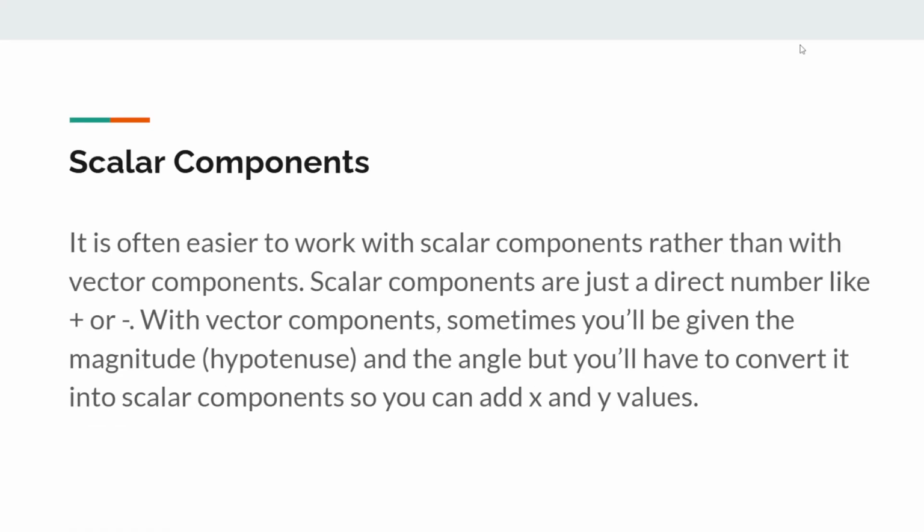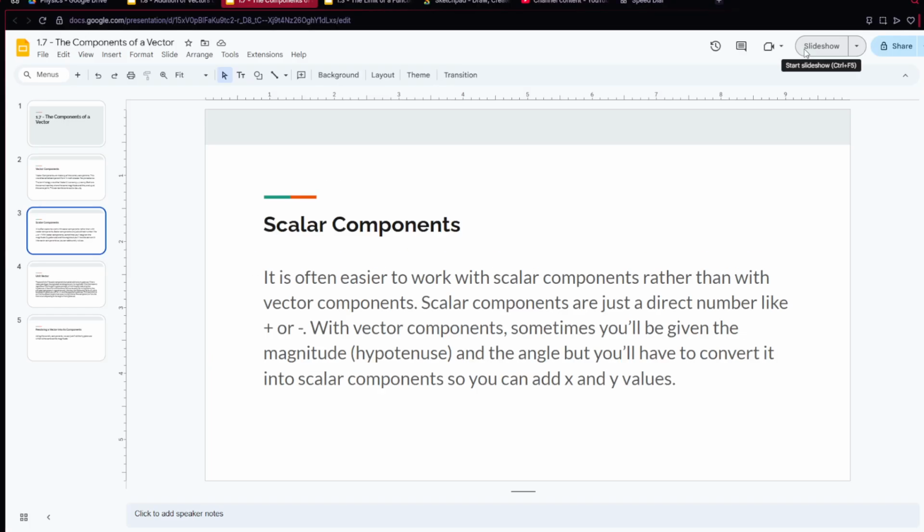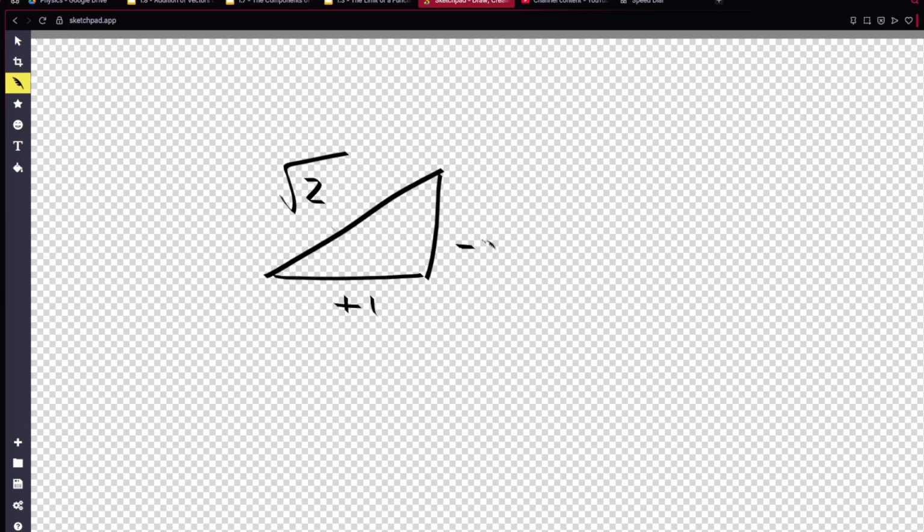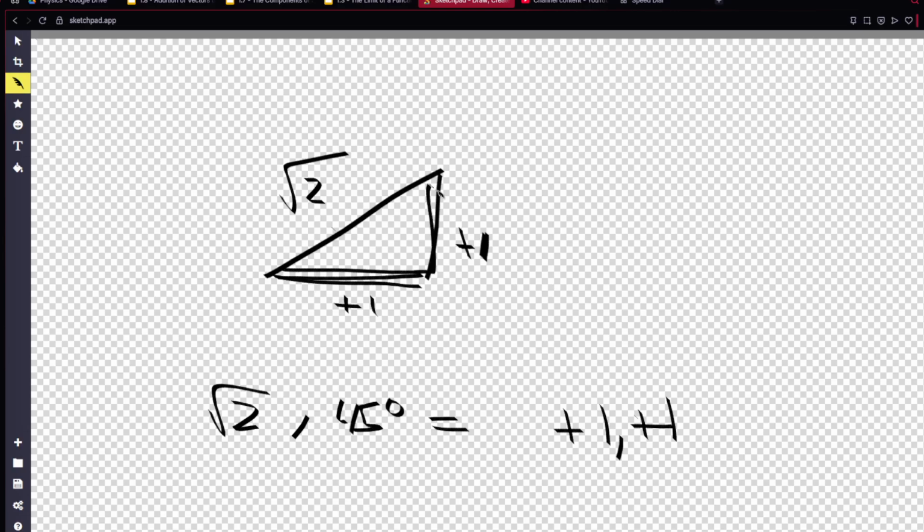So it is often easier to work with scalar components rather than with vector components. Scalar components are just a direct number, like plus or minus. So like in that example, we have a square root 2 and we have plus 1, plus 1. It's easier to say that rather than a vector of magnitude square root 2 going in the 45 degrees direction, when we could just say it goes plus 1, plus 1. Sorry, I don't know why I said minus 1, because it's going 1 to the right and 1 up.